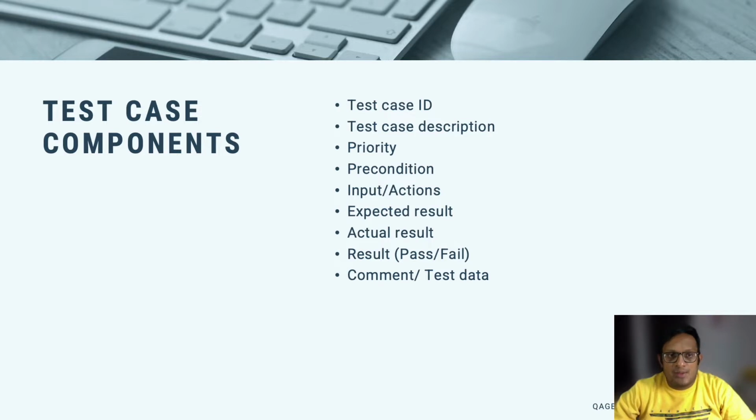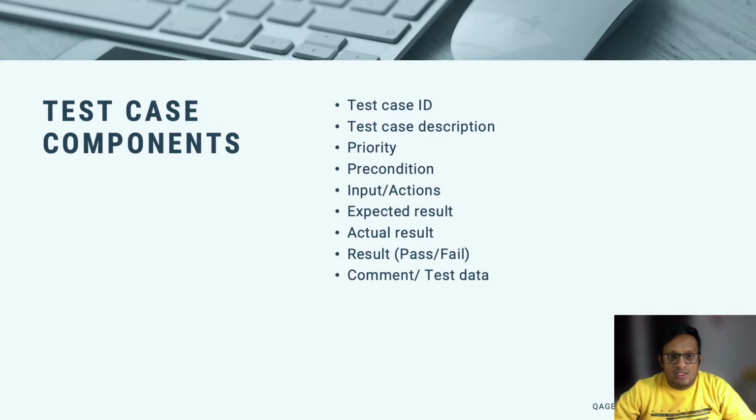Talking further about the test cases, these are the components that go into creating a test case. The first thing is the test case ID, then comes the test case description, its priority, the preconditions that would ensure that you are in the state from where you can execute the test case, your inputs, and the steps that you are going to follow when you execute the test case. After you follow these inputs and actions, what you are expecting the test case to give you as a result goes into the expected result.